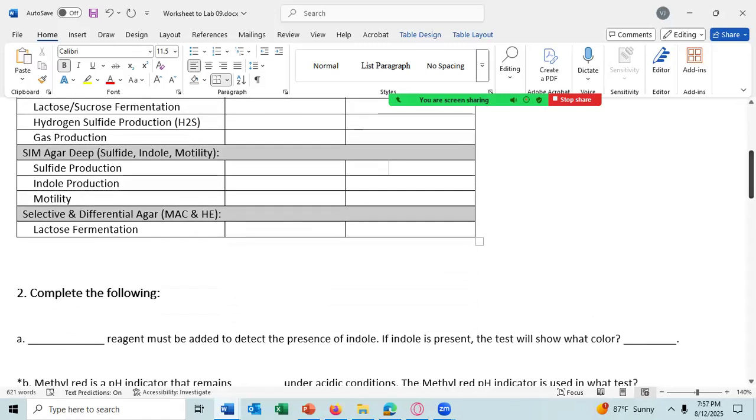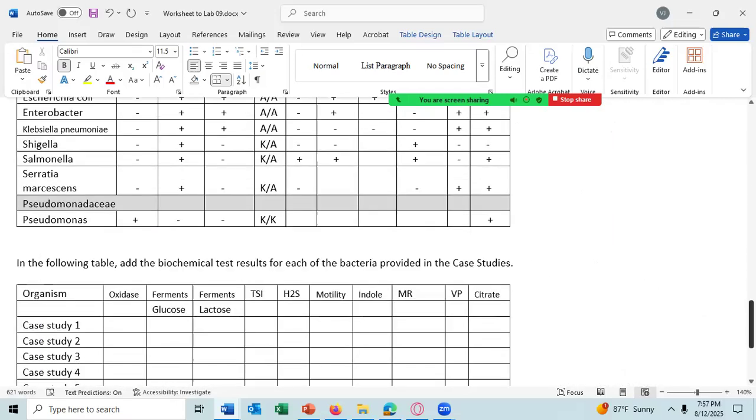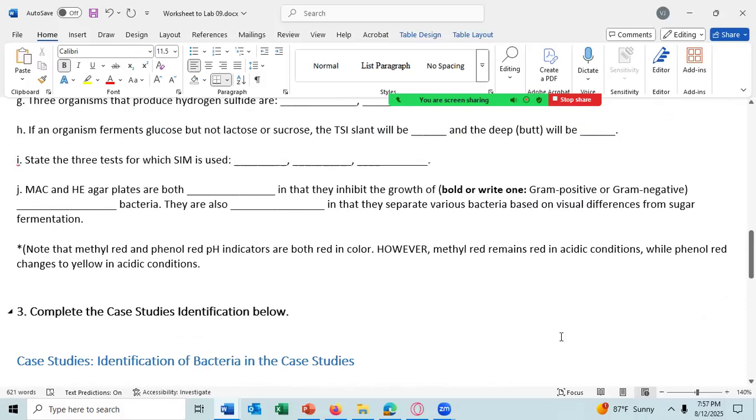All right, and then the last table on the worksheet is selective and differential media. When the bacteria are grown on MacConkey's and HE, what happens with lactose fermentation? If it's positive, tell me what the... I think I'm on the wrong one here.